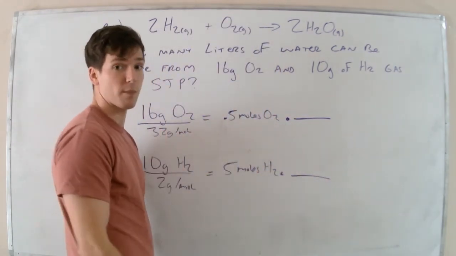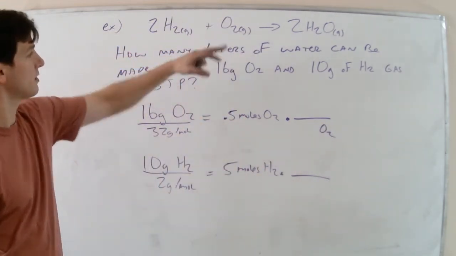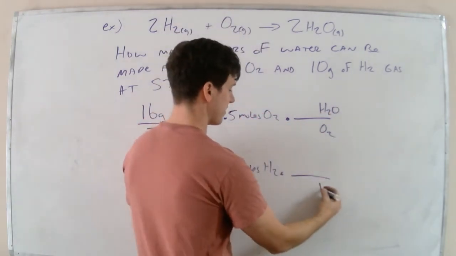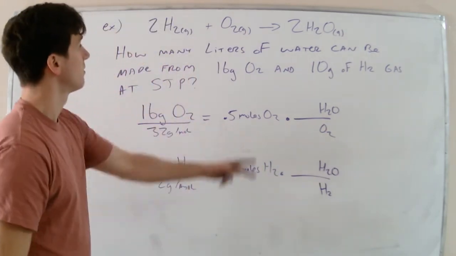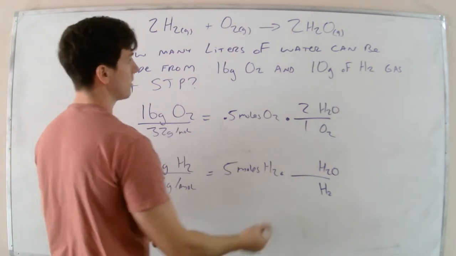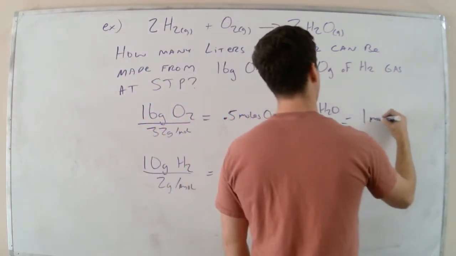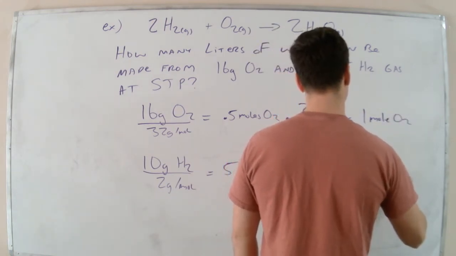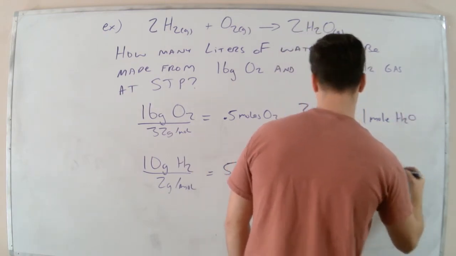What we have goes on bottom, so O2 on bottom. What we want goes on top. How many liters of water? So H2O on top. Same deal here, but instead of O2 on the bottom, it's H2 on the bottom. For the top one, it's still a 2-to-1 ratio. For this one on bottom, it is a 2-to-2 ratio. So here it's 1 mole of H2O, and 5 moles of H2O.